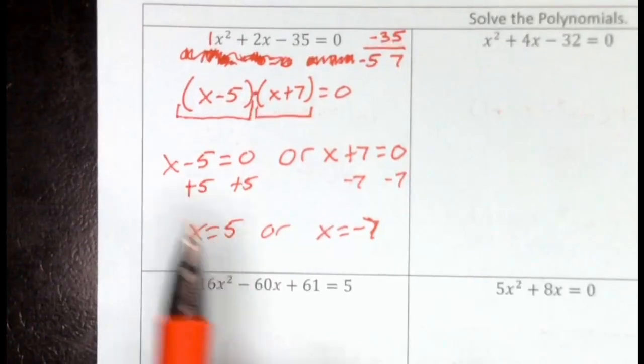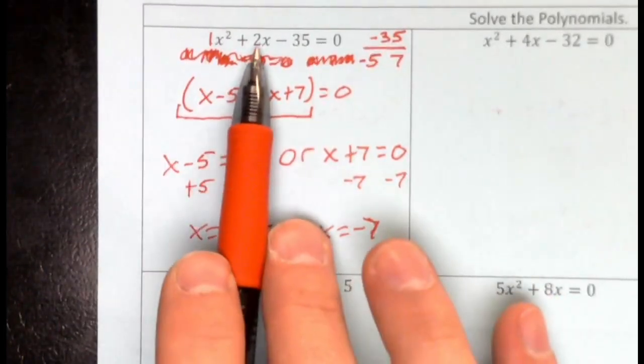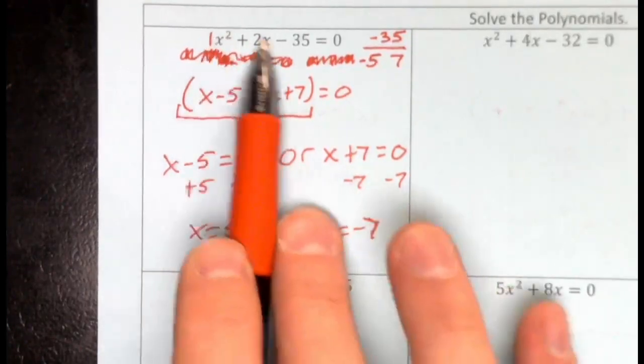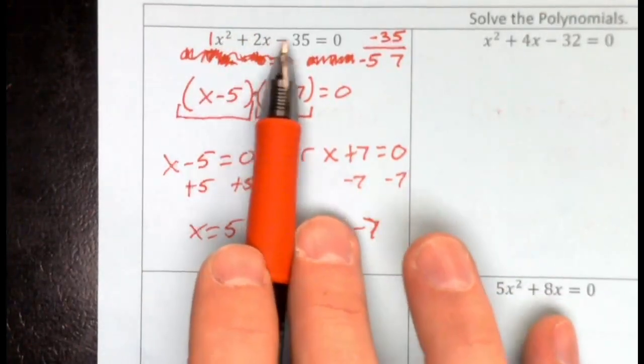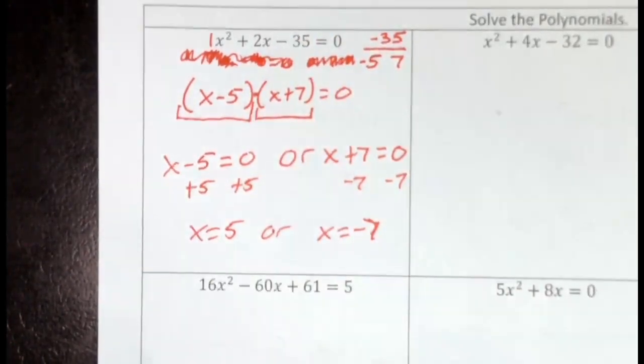So if I were to take that 5 and plug it in there, I get 25. 5 there, I get 10. 25 plus 10 is 35. 35 minus 35 is 0. And we'll get something similar with the negative 7.